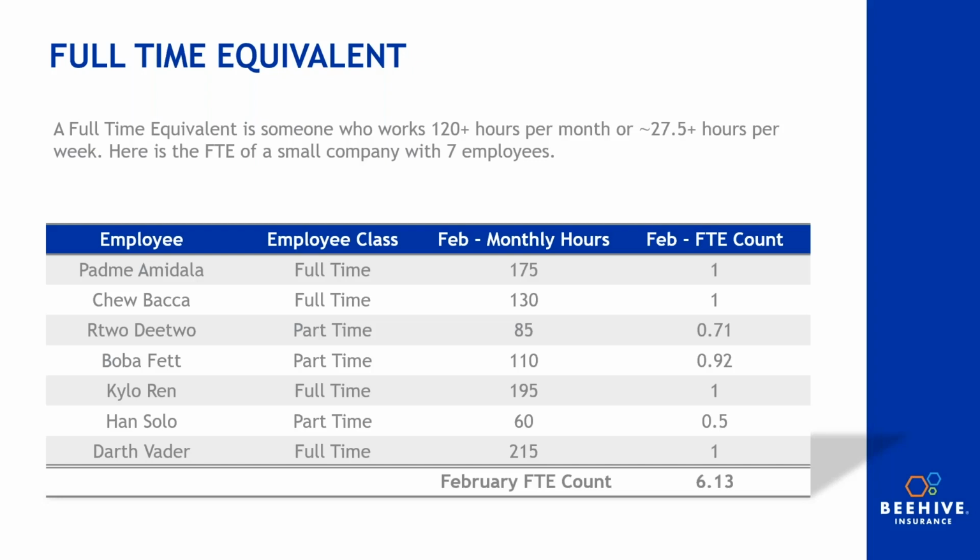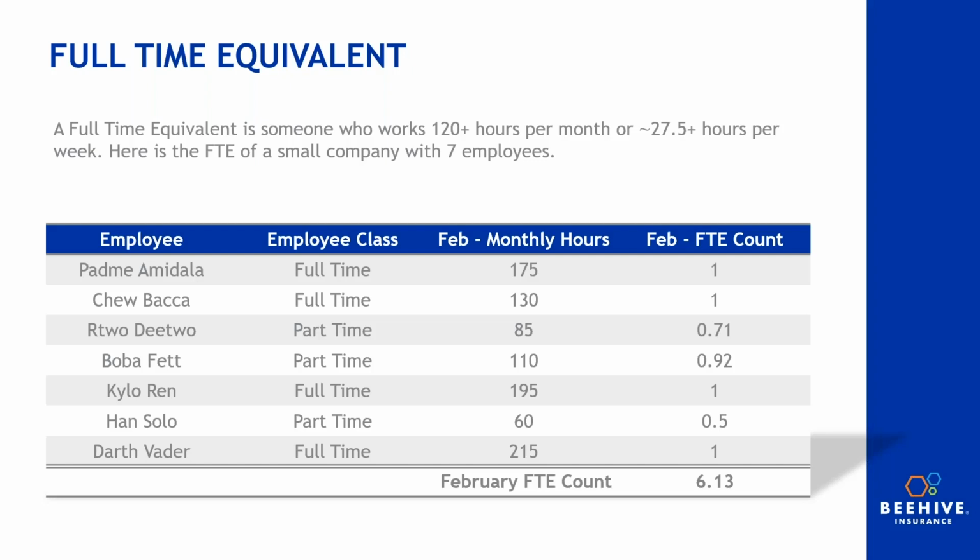Since the requirement is to work 120 hours, she has worked more than that, so her FTE is the equivalent of 1. So even though she worked more than 120 hours in February, she is not 1.5, she is not 1.25. Her equivalent is 1 for any employee that works more than 120 hours. If you go down to R2D2 and you see that he worked 85 hours, his FTE equivalent, or FTE count, is 85 divided by 120, or 0.71.